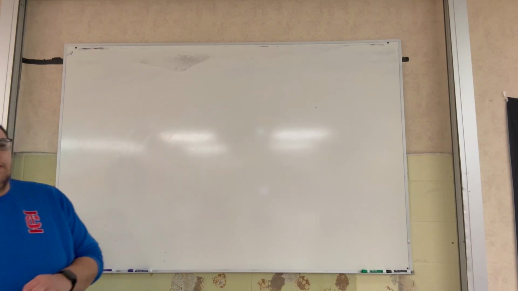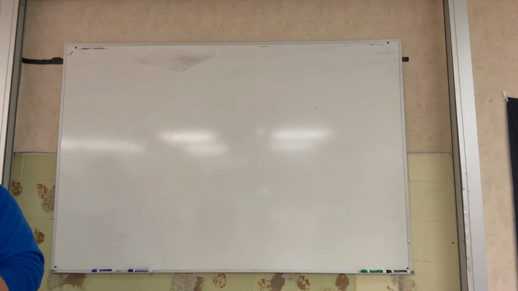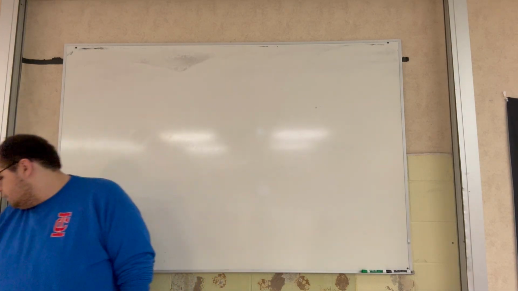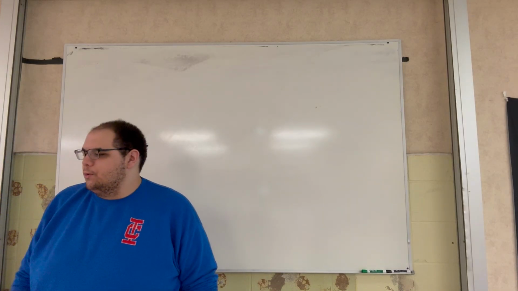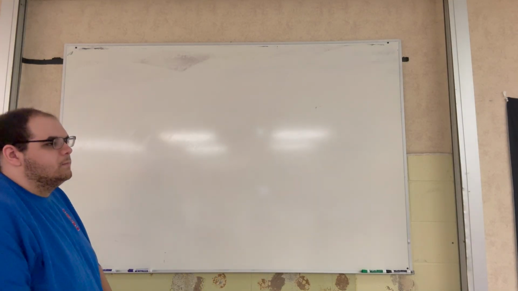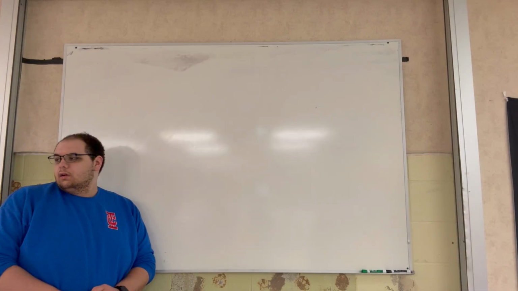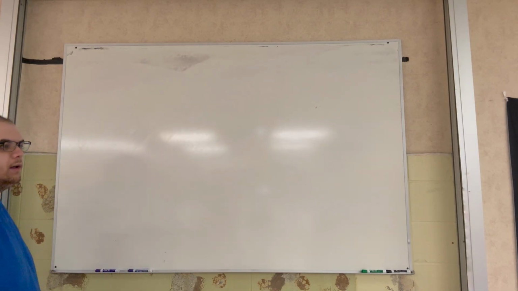Hey, let's read this. 6.7 moles of H3PO4, that is called phosphoric acid, reacts with excess sodium hydroxide to produce aqueous sodium phosphate and liquid water. What is the theoretical yield of water? First things first, what do I need? I need my balanced reaction. I need my chemical reaction.